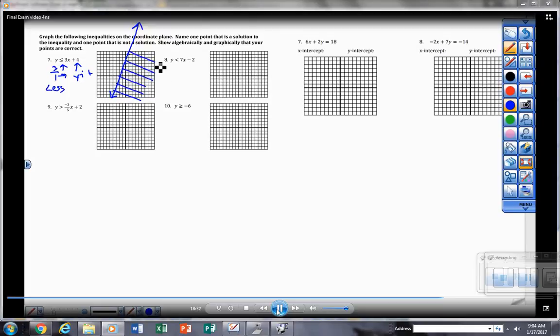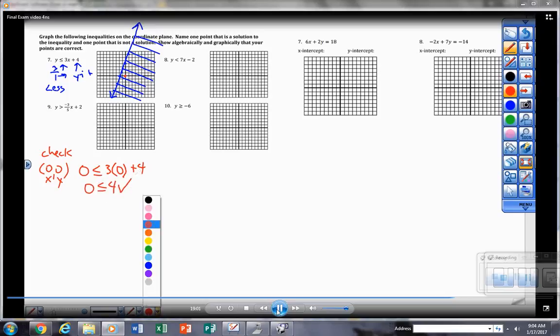To do a check, I'm going to pick a point in that shaded zone. So it looks like the point 0, 0 is right in the middle of that shaded zone. If I plug in that coordinate 0, 0 for x and y, it should check in that original inequality. So where y is, I plug in 0. Where x is, I plug in 0. 3 times 0 is 0. That gives me 0 less than or equal to 4, which is a true statement. So that proof did work.